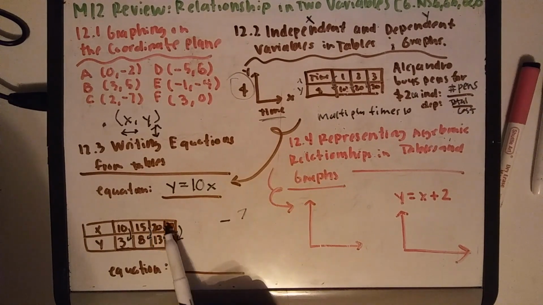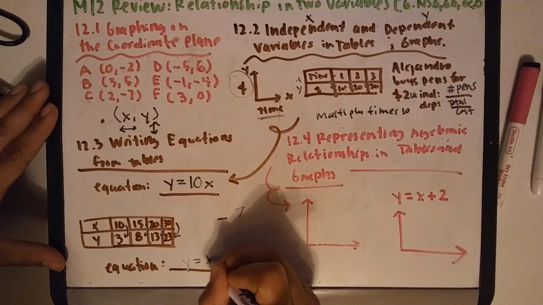Let's see if it works every time. 15 minus 7, 8, yes. 20 minus 7, 13, yes. 30 minus 7, 23, yes. So it's going to be y equals x minus 7.